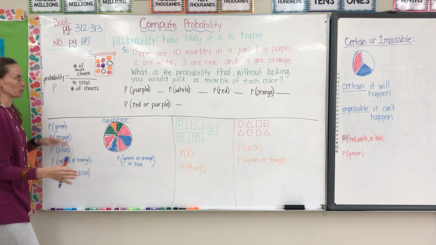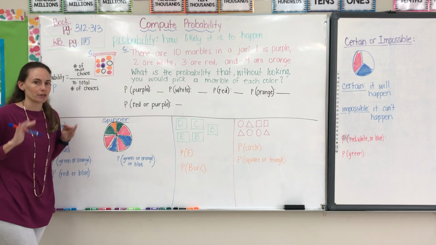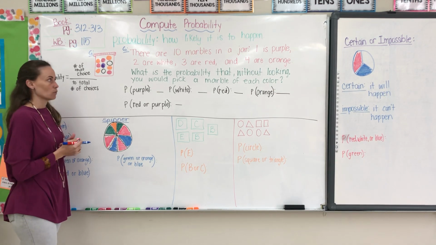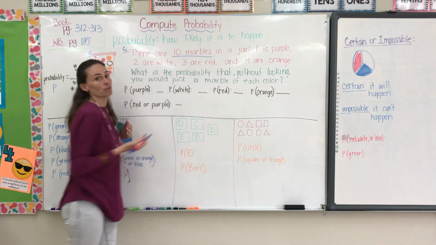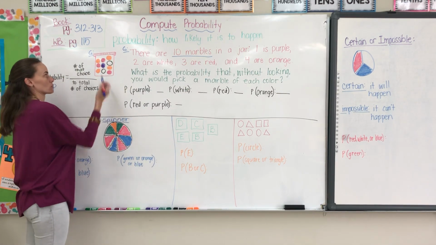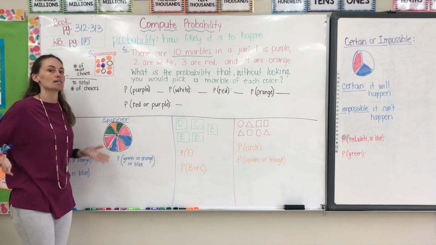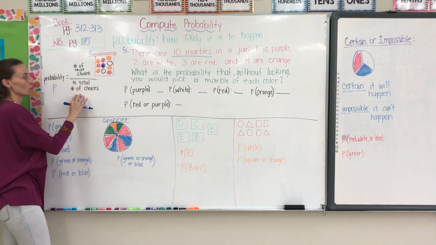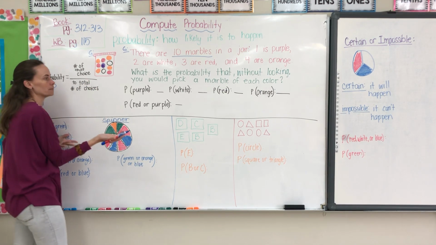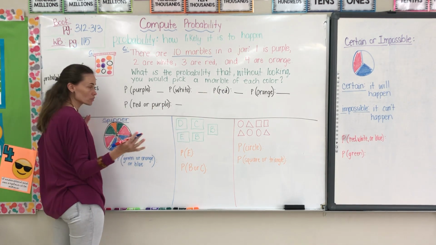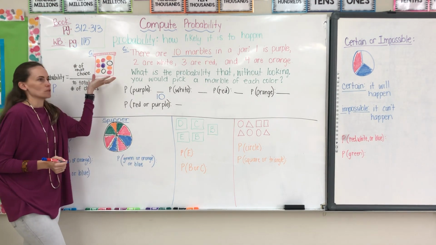So for example, for the marbles, what is the total number of marbles that we have? Well, it tells us here in our problem, there are 10 marbles, right? We could also count. 1, 2, 3, 4, 5, 6, 7, 8, 9, 10. There's 10 marbles. So the total number of choices, in this case marbles, would be 10. So for all the choices, it's going to be out of 10 marbles because we only have 10 to choose from, right?